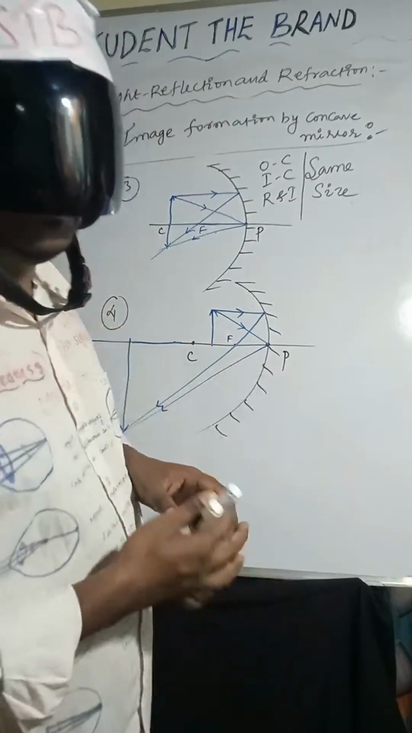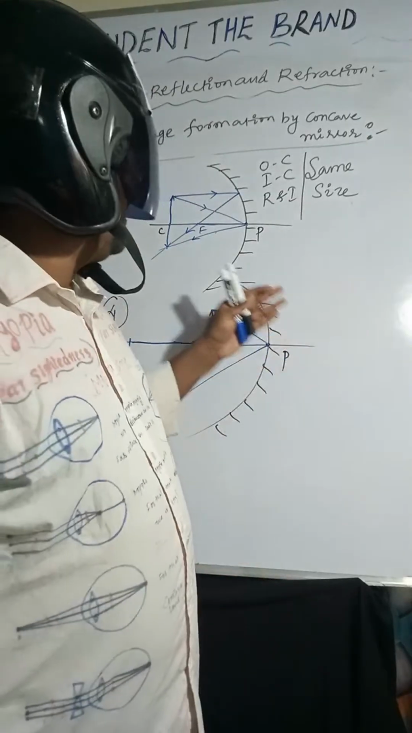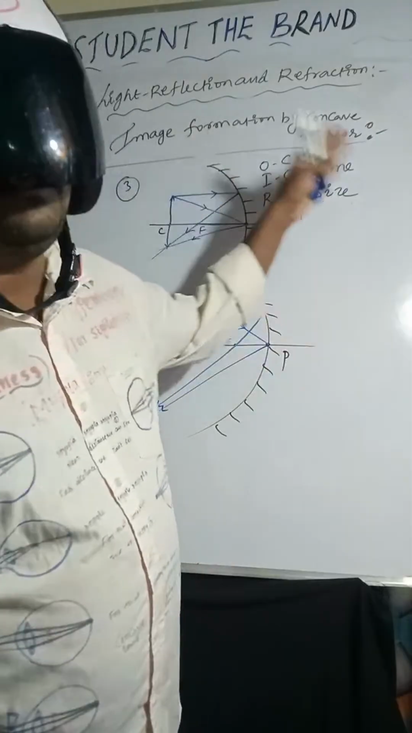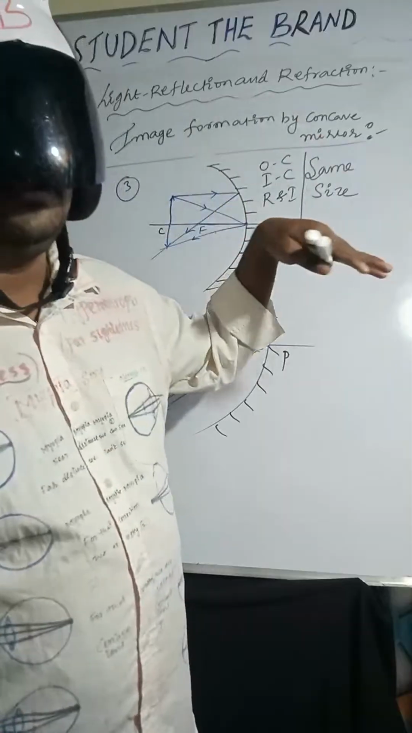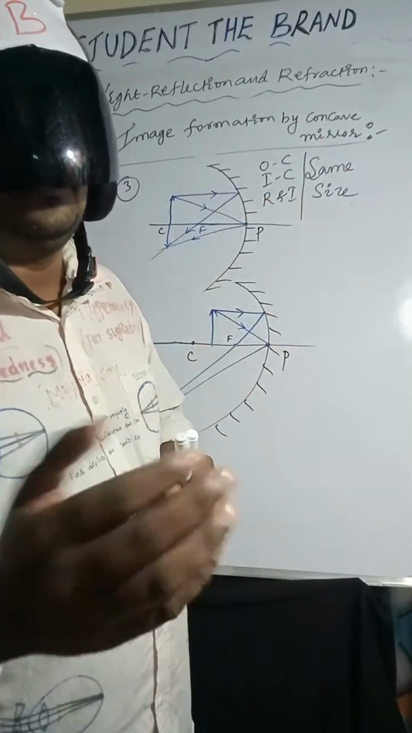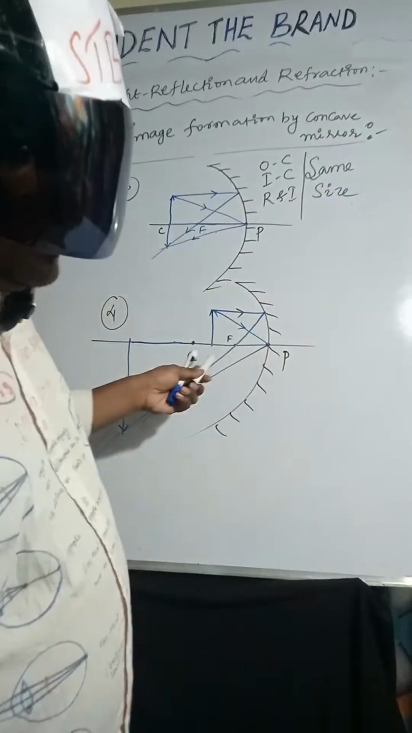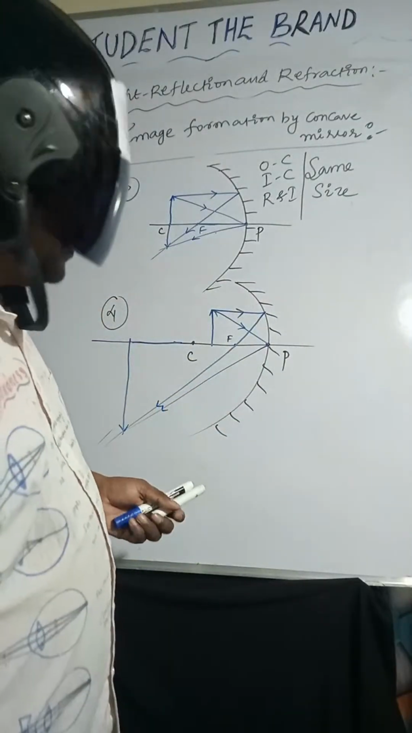In the next case, the object is placed between F and P, and the image will form behind the mirror. It is virtual, erect and enlarged. Here it is a real, inverted and enlarged image. I hope it is very clear.